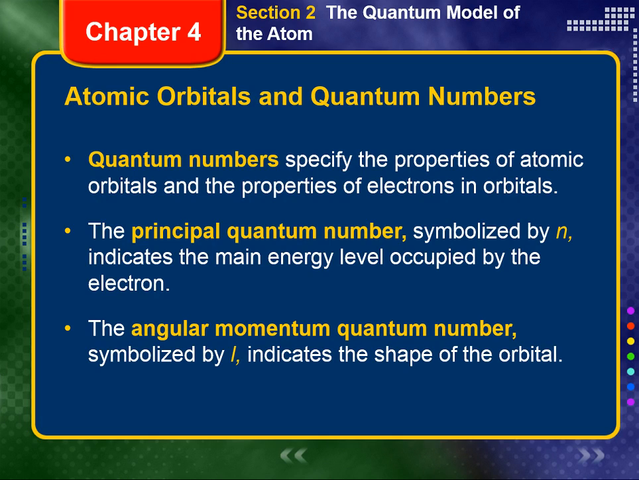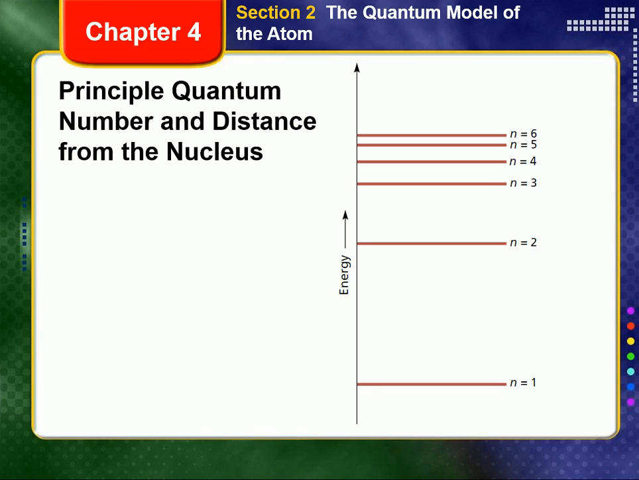Principal quantum number. The principal quantum number, symbolized by n, indicates the main energy level occupied by the electron. Values of n are positive integers only: 1, 2, 3, and so on. As n increases, the electron's energy and its average distance from the nucleus increases, as is also shown in Figure 4-12 on page 101 of your text, or on the screen now. For example, an electron for which n is equal to 1 occupies the first or lowest main energy level and is located closest to the nucleus.